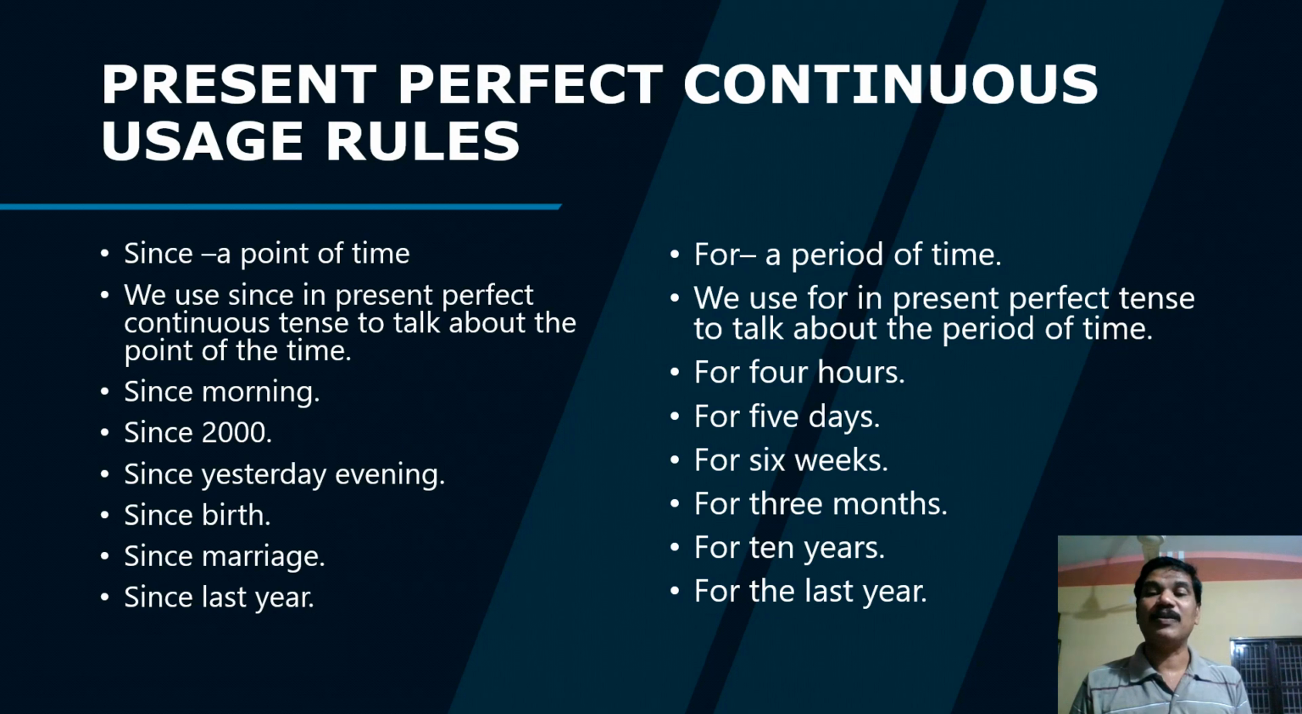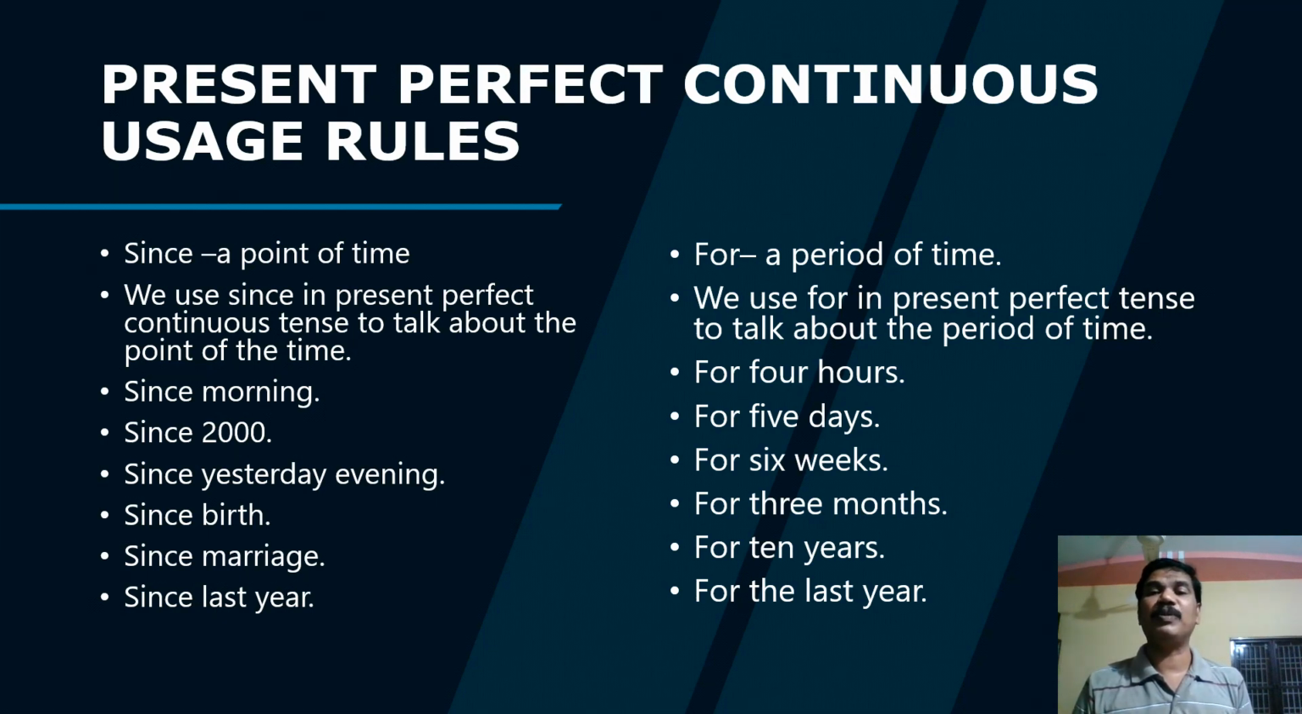Since is a point of time. We use since in present perfect continuous tense to talk about a point of time. Since morning means from the morning. Since 2000, from 2000. Since yesterday evening, from yesterday evening. Since birth, from birth. Since marriage, from marriage time. Since last year, from last year. For, a period of time.